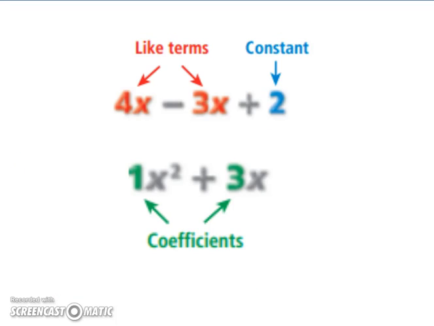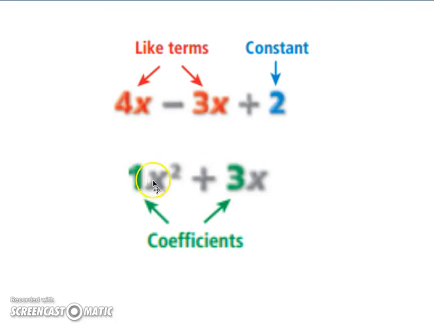Let's look at like terms and unlike terms. When you have like terms, your variables are the same. So 4x and 3x are like terms. 2 is not a like term with 3x. It needs to have an x to be like terms.